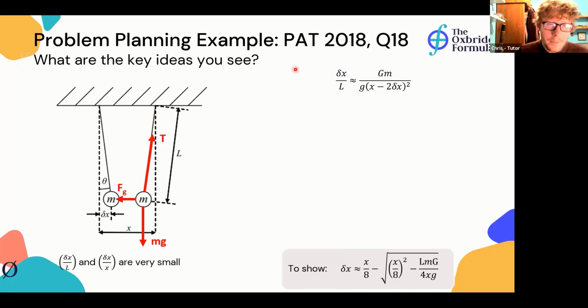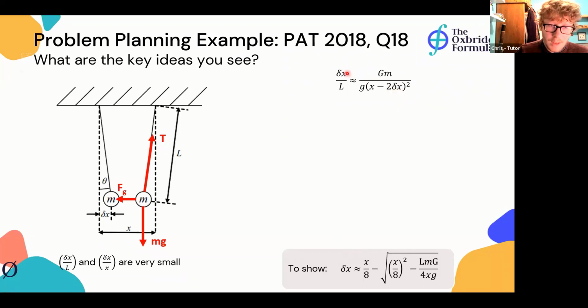Okay, so we've got this delta x on the left, which is good. So if we go ahead to what we want to show, we want delta x as the subject. But unfortunately, in our line at the top, we've got delta x on both sides. So we need to do a bit of rearranging before we can make it the subject.